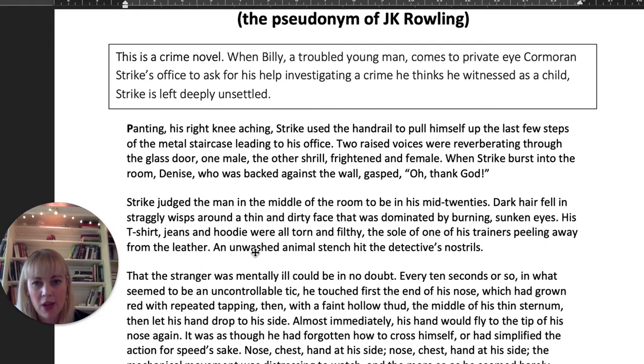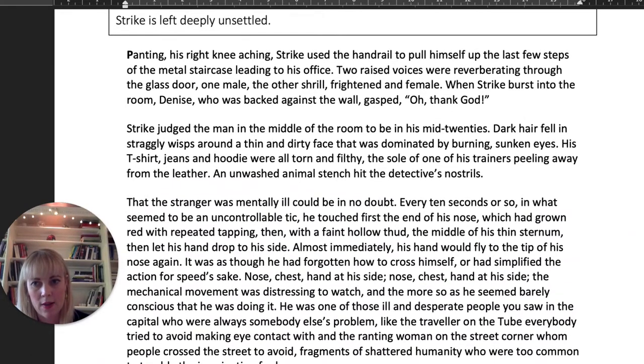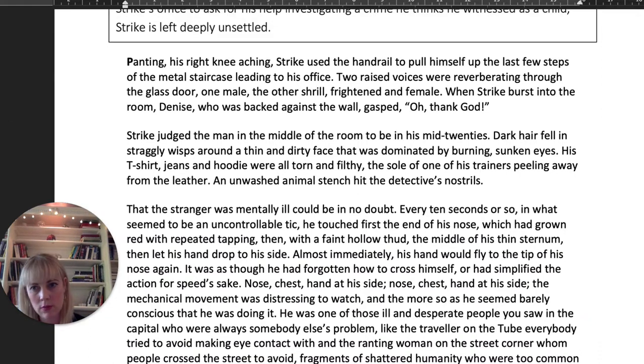Okay, so let's move on, look at paragraph 2. We've got Strike judged the man in the middle. Okay, and we get this description of what the man looks like. This is furthering the narrowing narration, but it has shifted. Instead of a focus specifically on Strike and what he's doing and where he is, we're seeing a focus on the man in the middle of the room. So it goes from Strike as the main character to the man in the middle of the room, and that's your key shift.